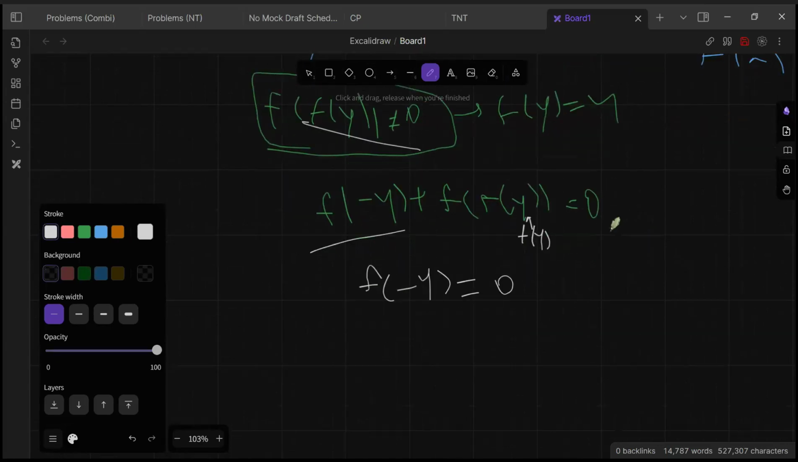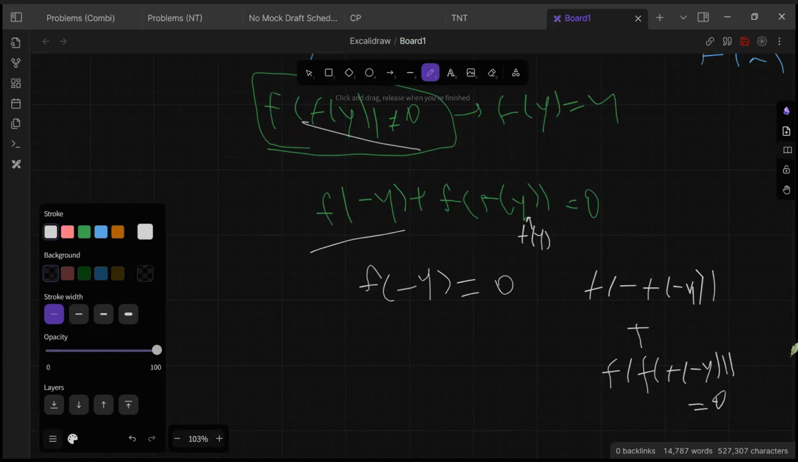Okay. So we get then f of minus y plus f of minus y. This is 0. So what? This does not really give anything.